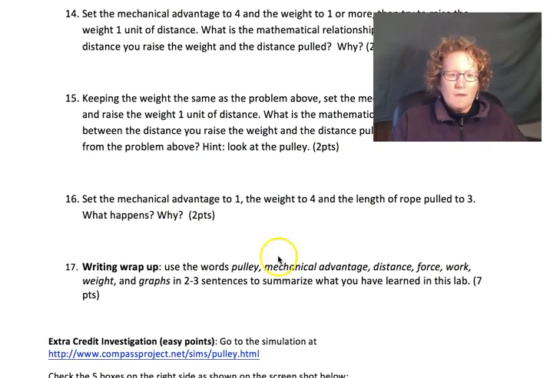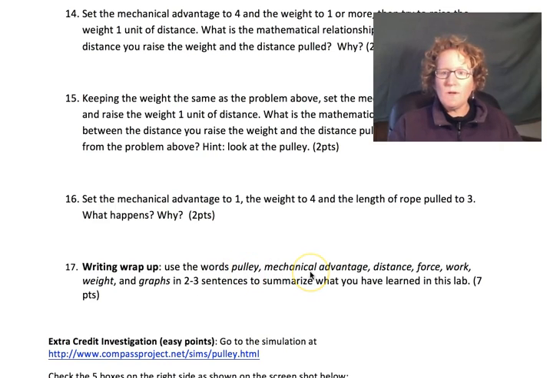So now it's time to wrap it up. Use the words pulley, mechanical advantage, distance, force, work, weight, and graphs in 2 to 3 sentences to summarize what you've learned in this lab. Make sure you use all these words and you highlight them in your sentences because you get 1 point a word, so you want to use them correctly and you want to use them all.